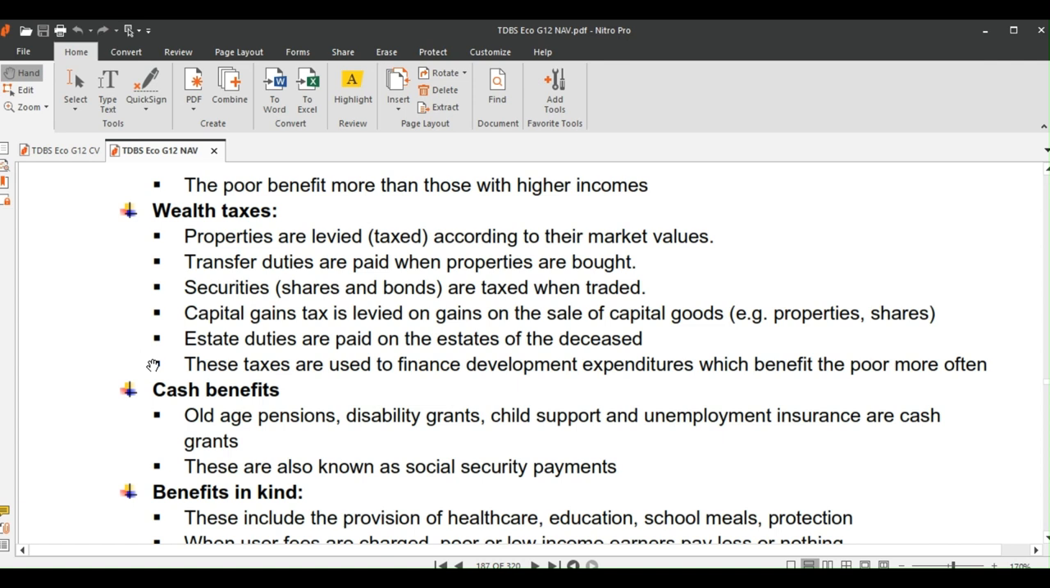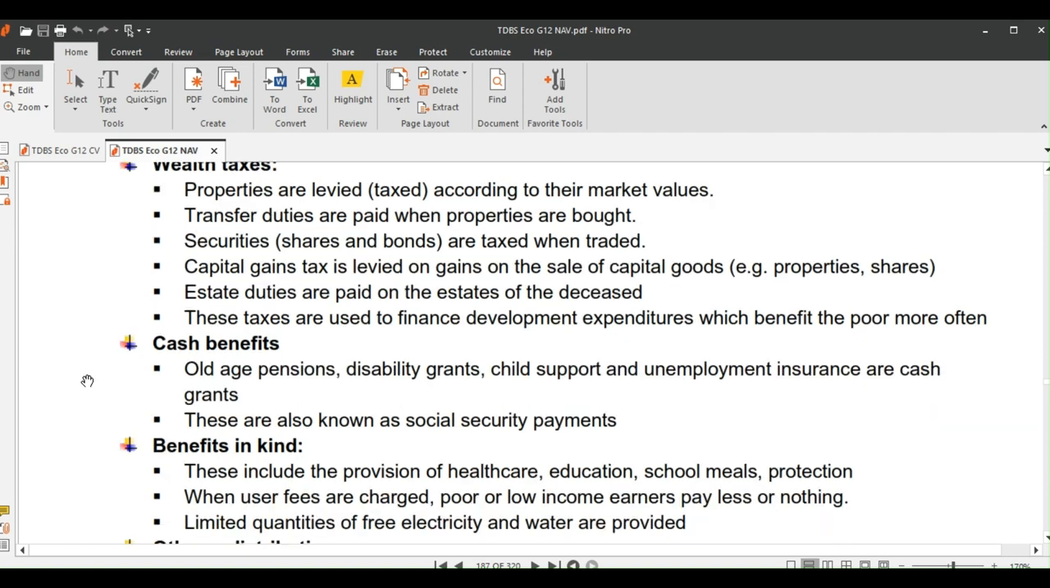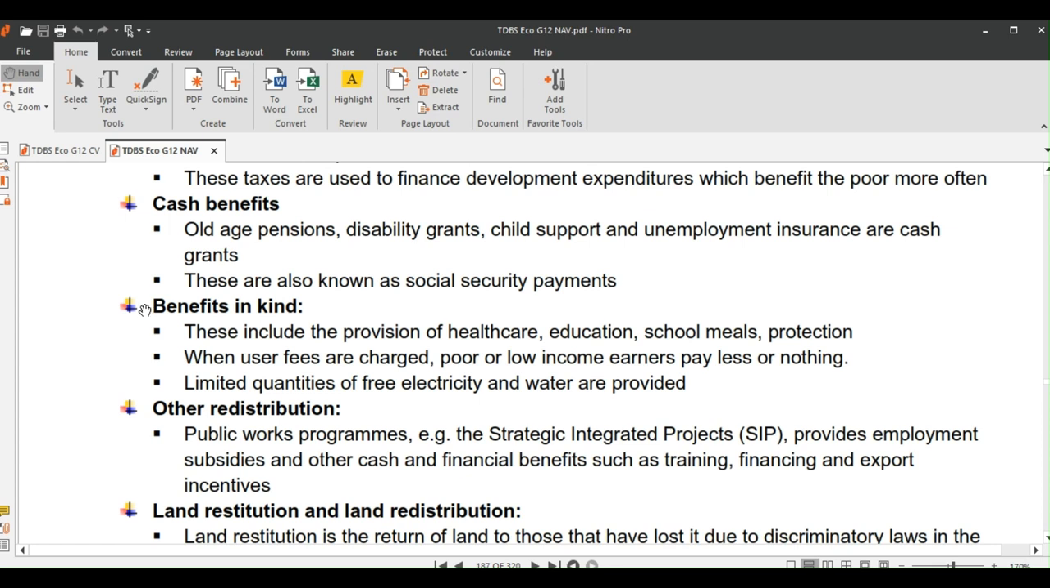The confusion you had in the beginning was that tax is a leakage, so how does tax stimulate demand? Well, I guess you are answered by the part that says that tax is then used to finance development expenditure. The next instrument is a common one, and it's called cash benefits. Examples include old age pension, disability grant, child support grant, unemployment insurance, and many other cash benefits. These are known as social security payments.